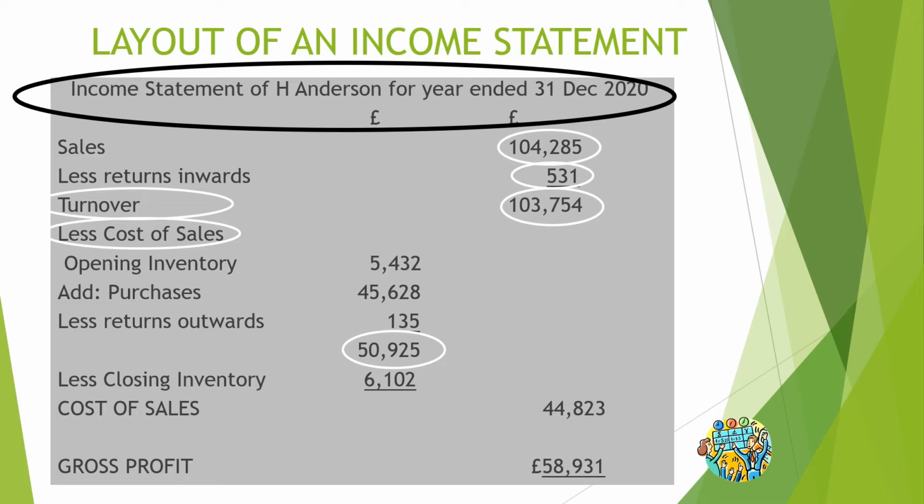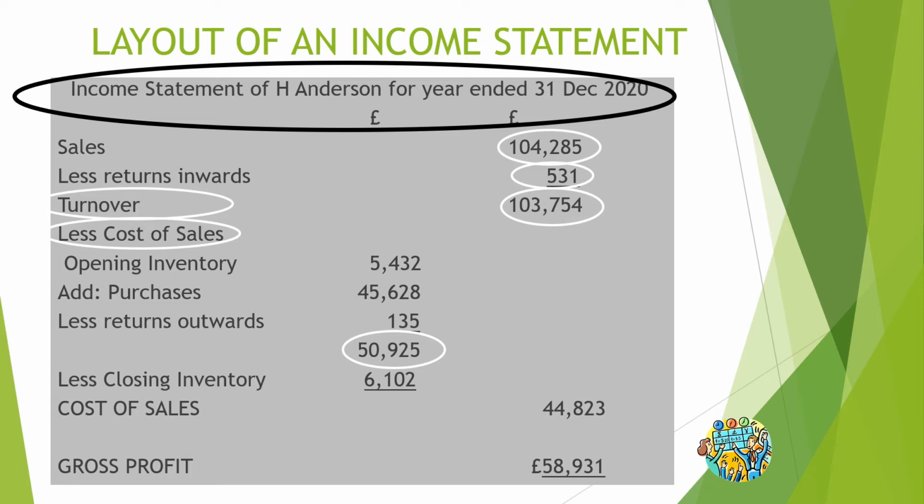However, we have these things called returns outwards or purchases returns, similar to sales returns, where we have purchased from a supplier and we're not happy or the product is faulty or whatever. So that 135 has to get taken away. So 5,432 plus 45,628 take away 135 will give you the figure of 50,925.